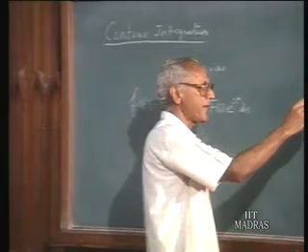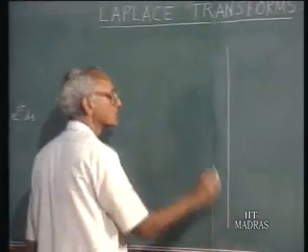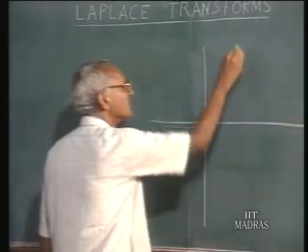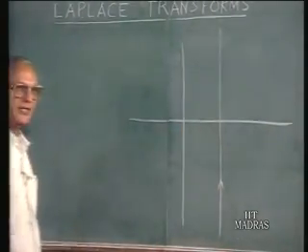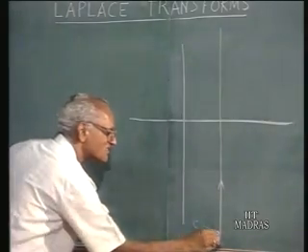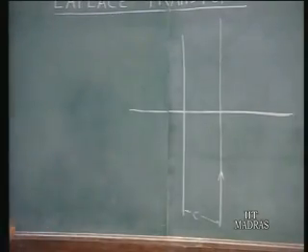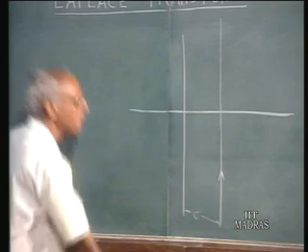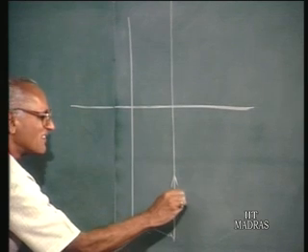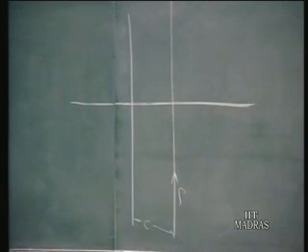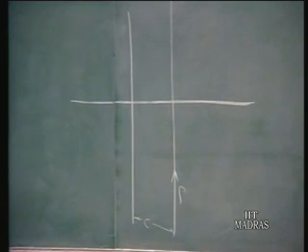So in the complex plane, you take the integration along a contour like this, from c minus j infinity all the way down to c plus j infinity. Let me say this contour is gamma. So this integration is along this.